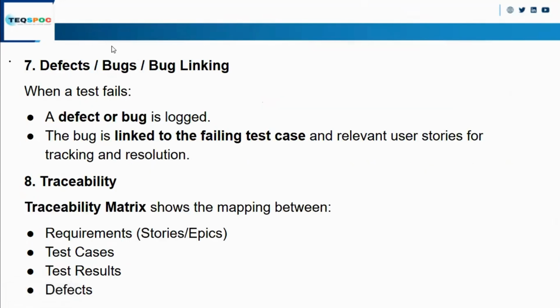Then after, if the test case has failed, a bug will be created. Okay, and then you will link that bug to the respective user story with the help of traceability. In traceability you will link the test cases with the respective test cycle. And if there is a bug, then you will create a bug linked to the respective story. And also here you will link the test case with the respective stories.